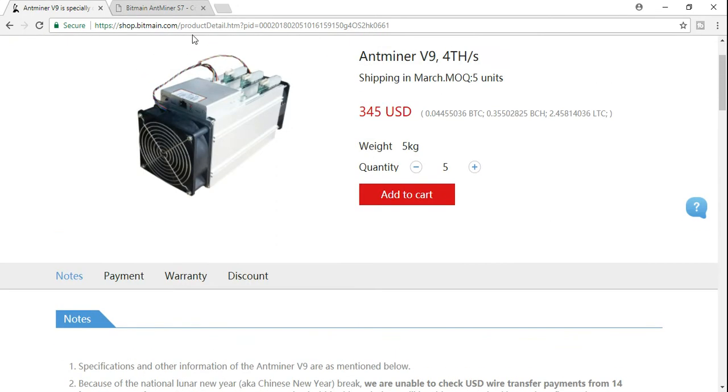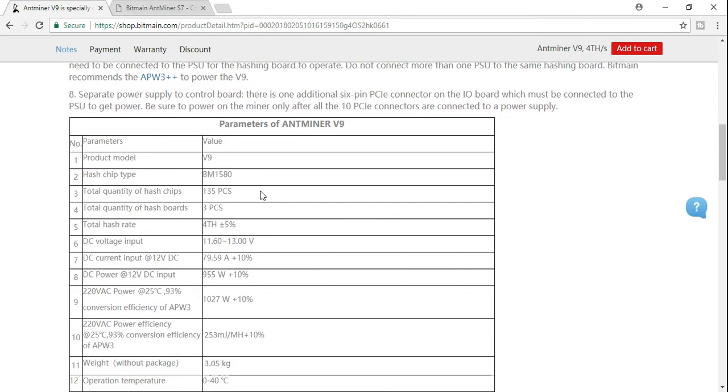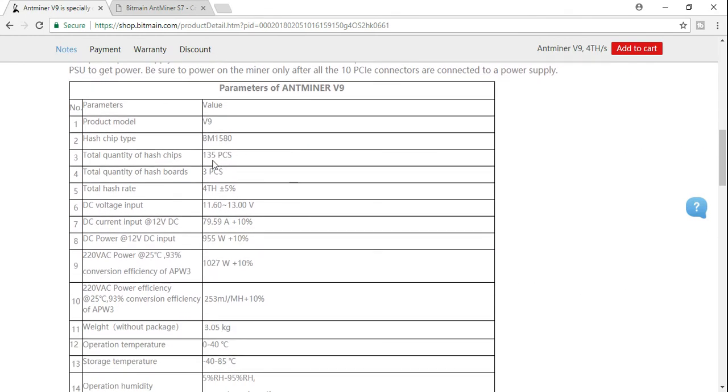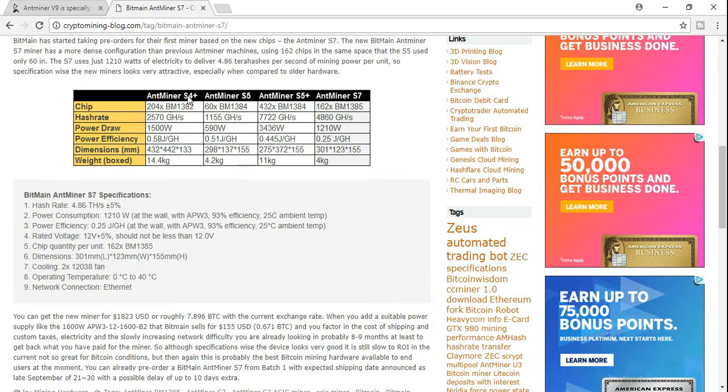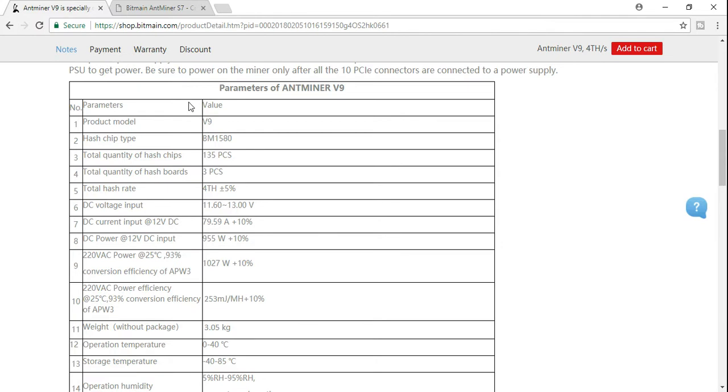All right, so this is right from the Bitmain site, and I'm going to go to the parameters of the new V9, and you'll see here that they have 135 chips, but they're calling them the B1580. Okay, nice. So let's go to the old Antminer specs and take a look real quick. The Antminer S7, it's saying that it has 162, they're 13858 chips. Okay, so that's not so bad.